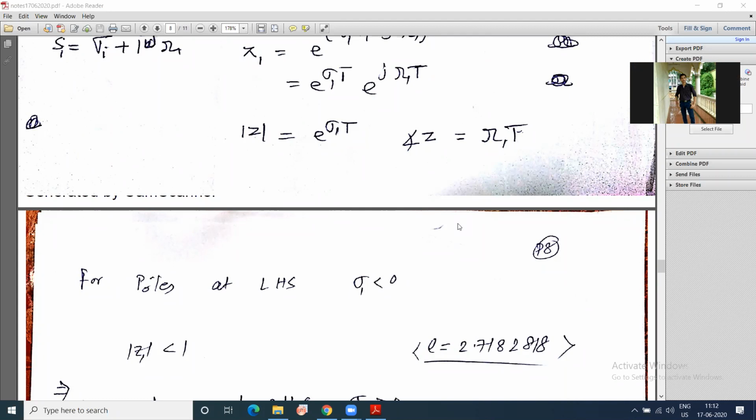See, when sigma_1 is less than 0, which means the poles in the analog domain are lying in the left half plane, what I found is that the magnitude of z is less than 1. z equal to 1 corresponds to the unit circle in the z plane. The magnitude of z less than 1 means this pole will be located inside the unit circle.